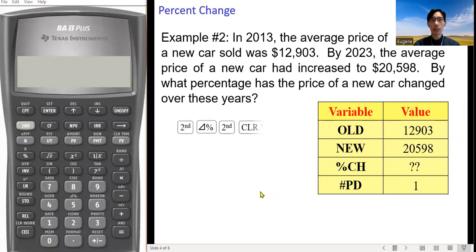Let's activate the percent change worksheet on the calculator by pressing the second key and then the number 5. Clear the previous work by pressing the second key and then clear work.